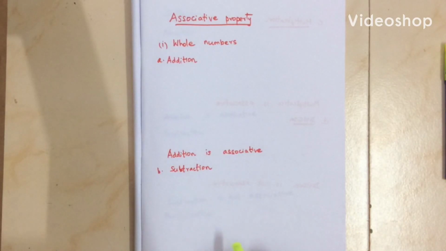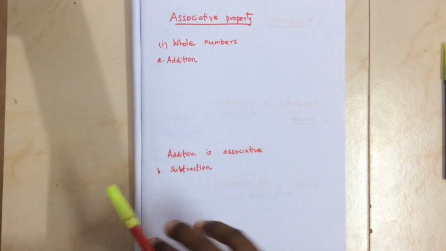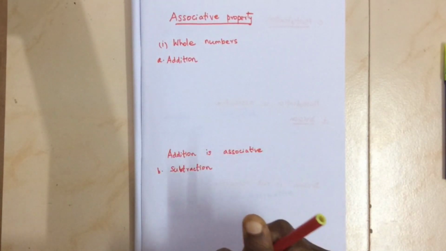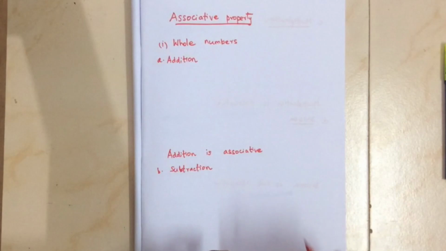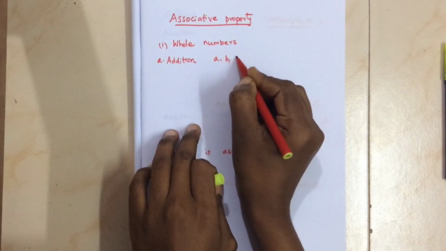Good morning. Last class we studied the closure and commutative property. In this class we are going to start with the associative property. First we will start with whole numbers addition. Now consider any three numbers. Let them be A, B, C.